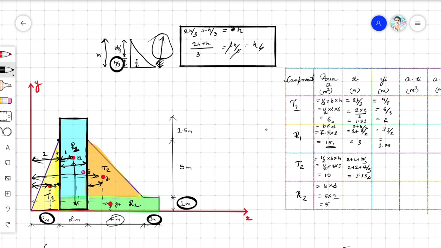And here again, we have to calculate this distance. First we have to calculate this distance, and that distance is h by 3, whatever this height, and that is 5 by 3. So plus this 1 from here to here, this distance. So that is 1 plus h by 3, that is 1 plus 5 by 3, that is equal to 2.66.